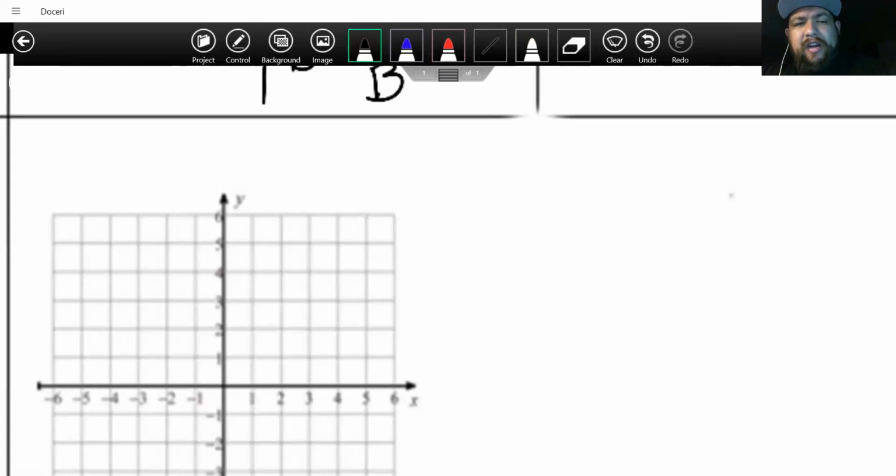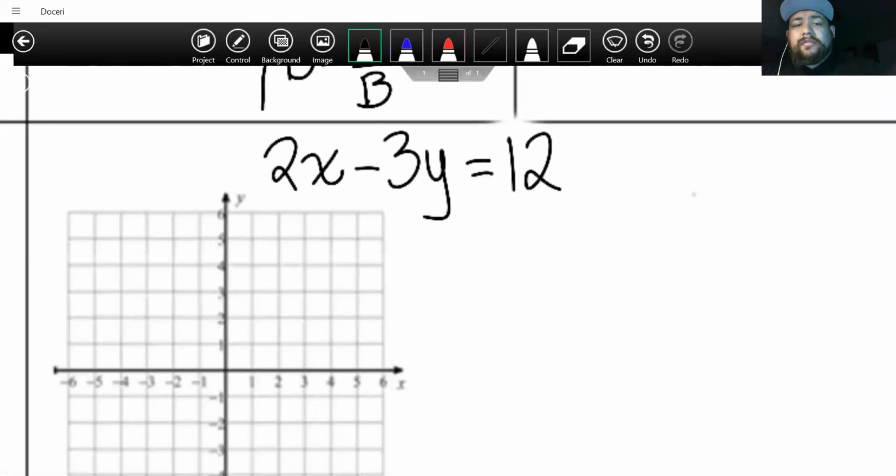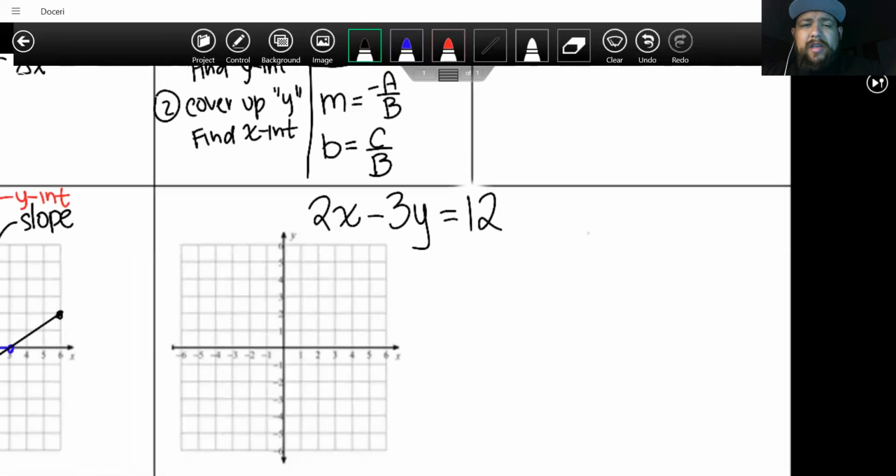Let's say our standard form equation was 2x minus 3y is equal to 12. Let's just say 12. Two ways of doing this. The cover-up method: if we cover up our x term, we're left with just negative 3y is equal to 12. So this will give us a y value of negative 4.